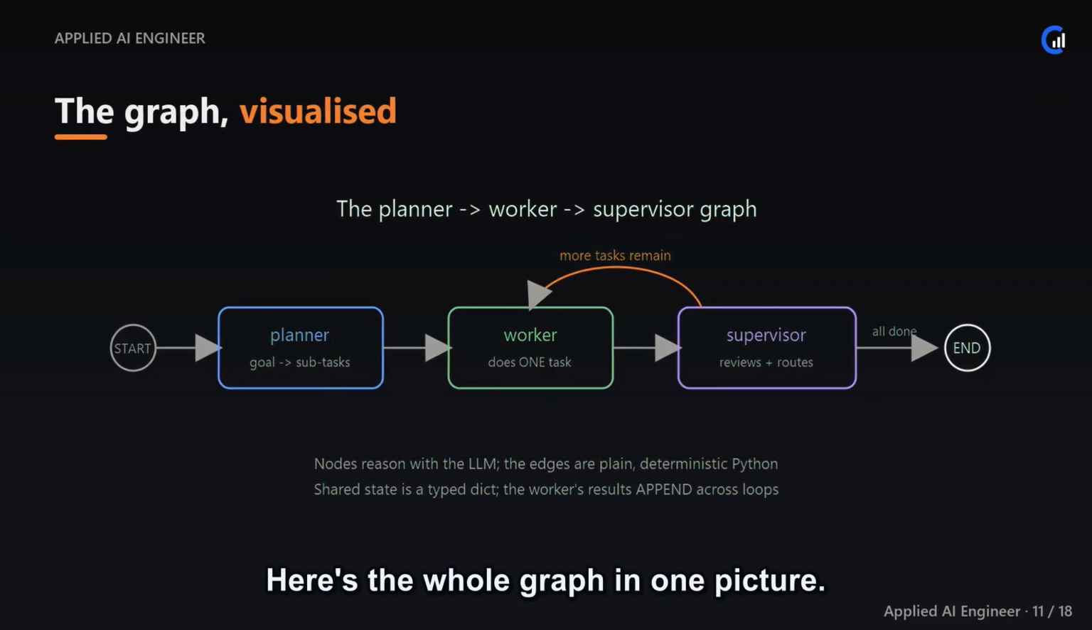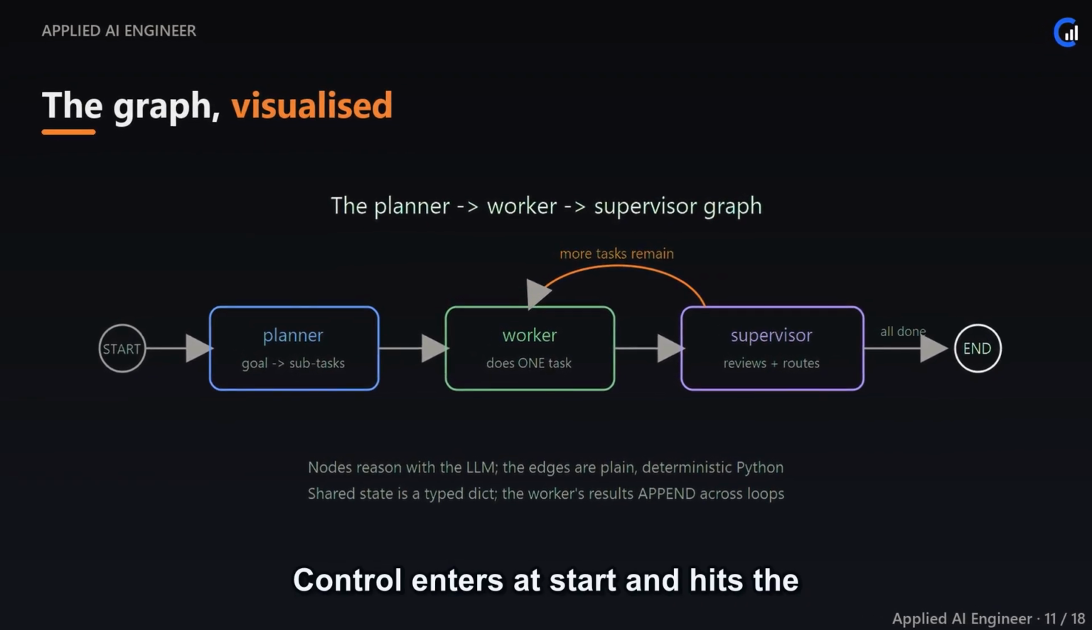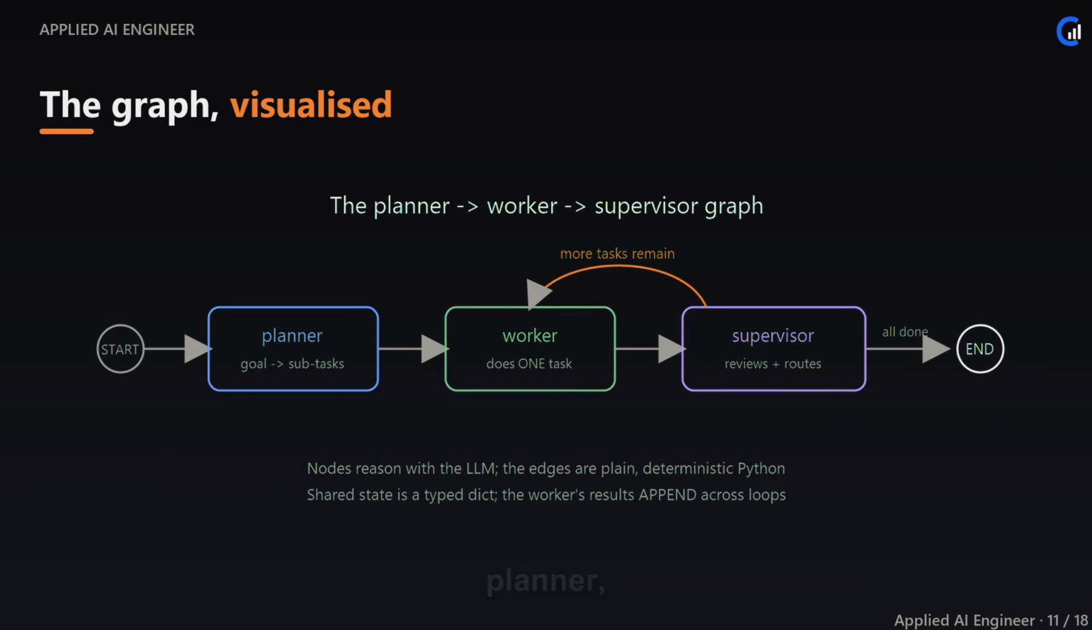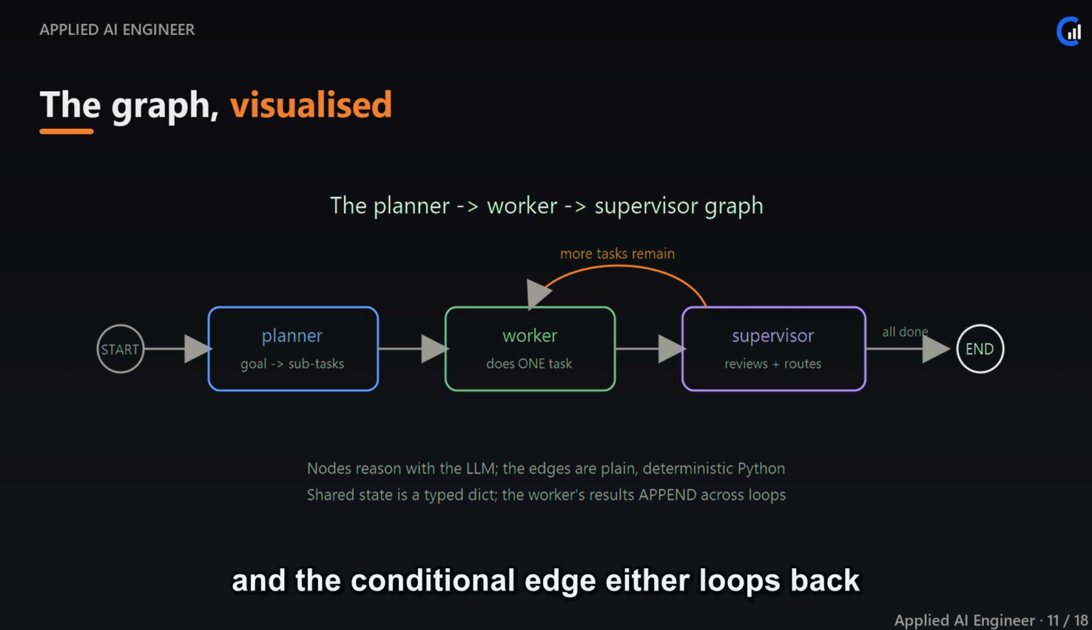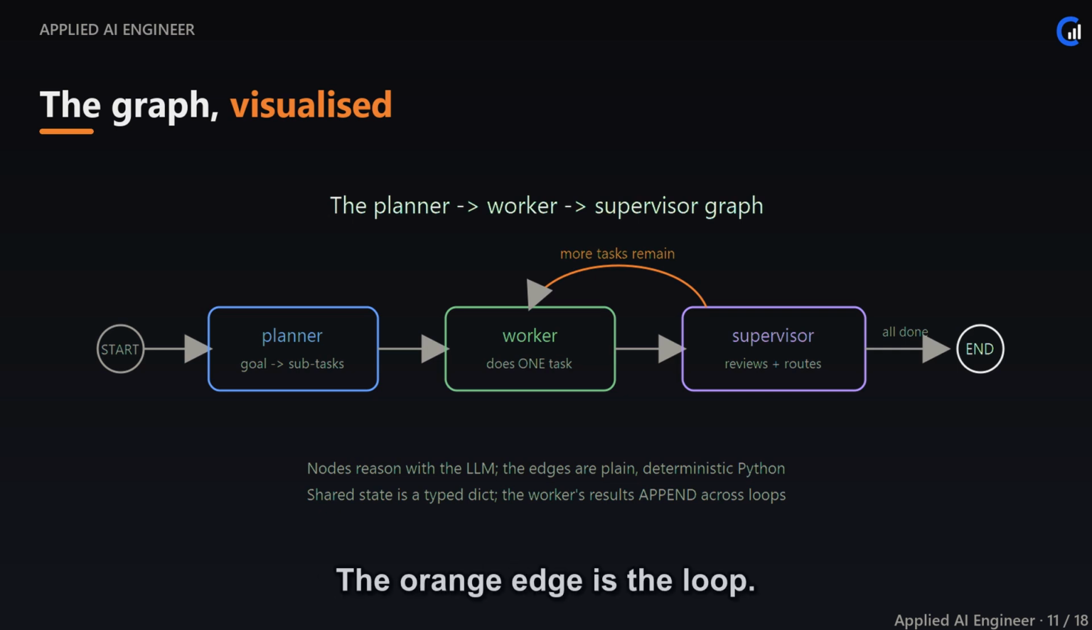Here's the whole graph in one picture. Control enters at start and hits the planner, which fills in the subtasks. Then it's a cycle. Worker does one task, supervisor reviews, and the conditional edge either loops back to the worker for the next task or exits to end. The orange edge is the loop.